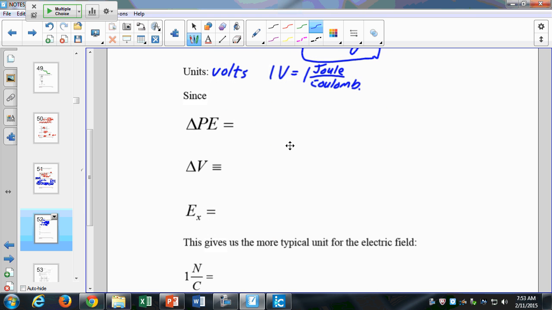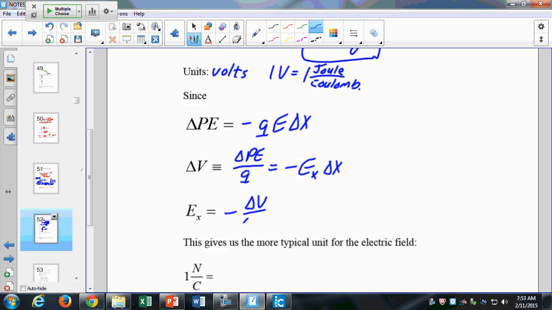Okay, so now I want to do a quick little derivation of sorts. We're going to come to this later, and I'm going to present it just a little bit here. Since our change in potential energy is QE delta X, and since our potential is delta PE over Q by definition, and this is equal to negative E_x delta X, these are just things that we've written already, then we can say that E in the X direction is equal to negative delta V over delta X. So our electric field is equal to, and we'll see this later, the negative of the change in the potential divided by the change in your X.